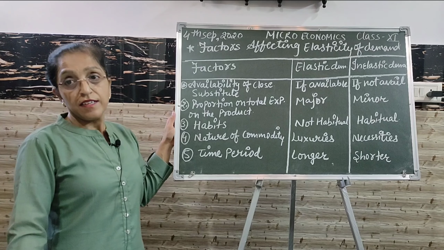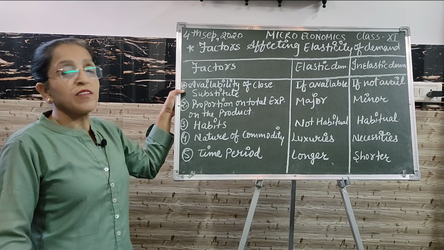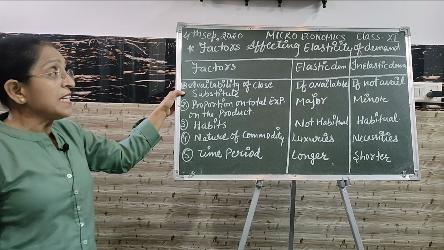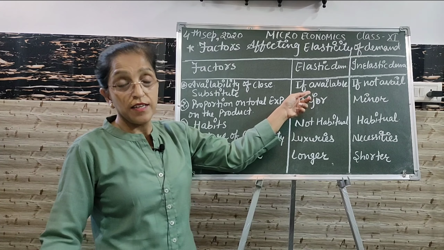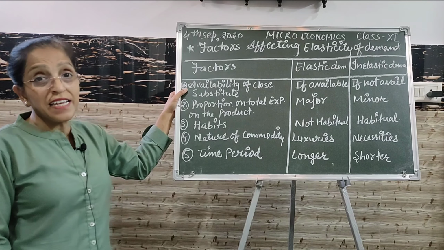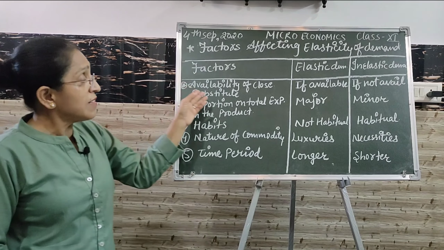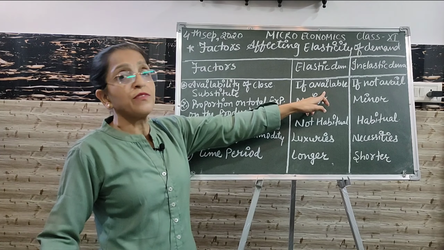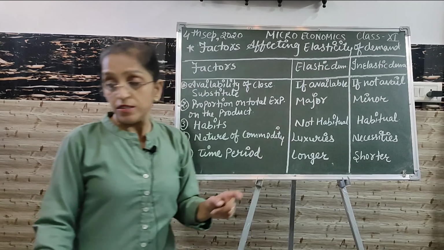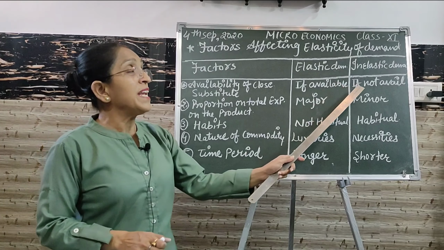Yes, our next topic: factors affecting elasticity of demand. There are various factors that affect your elasticity of demand. Number first, availability of close substitutes. If the commodity has a close substitute, then the demand will be more elastic. Substitute goods, as you have studied in the previous chapter, are goods like tea and coffee, Pepsi and Coca-Cola, wheat and rice. Okay, so these are the substitute goods. If substitute goods are available, then the demand will be elastic. If there is no availability of substitutes, then the demand of the commodity will be inelastic.